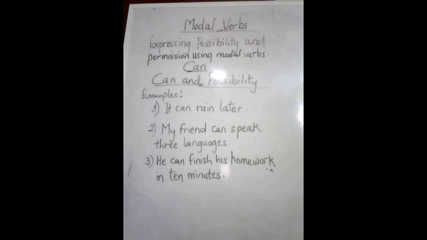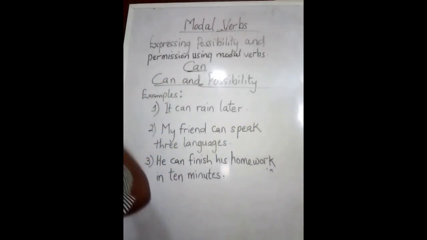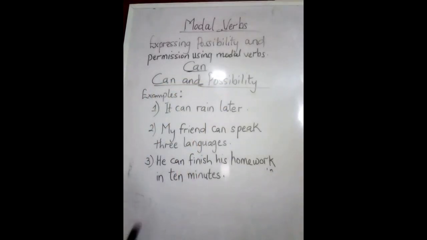So the first modal verb we'll be exploring is can, and its use in expressing possibility. We'll be exploring can as a modal verb and its use in expressing what is possible, what has a chance of happening, or something that is true. Remember, we said that possibility is something that has a chance of happening or something that is true. So let's look at some examples.